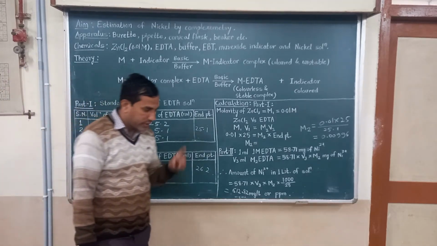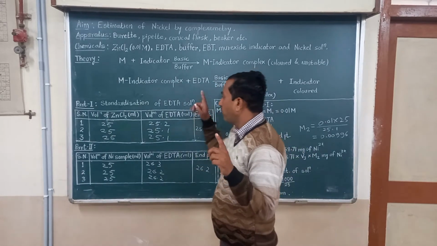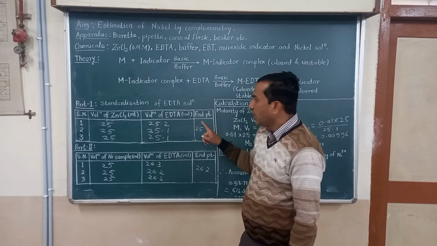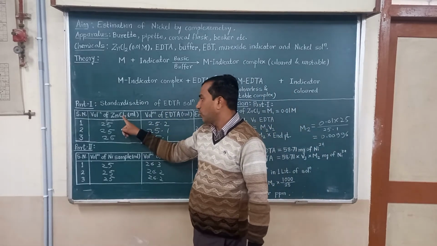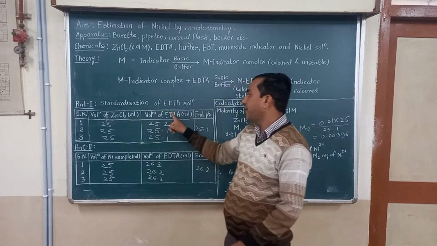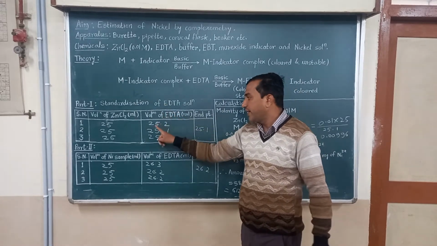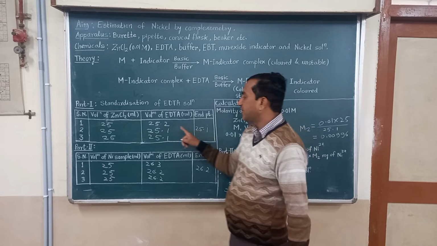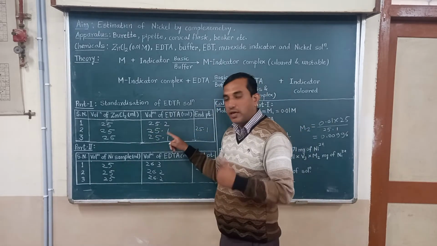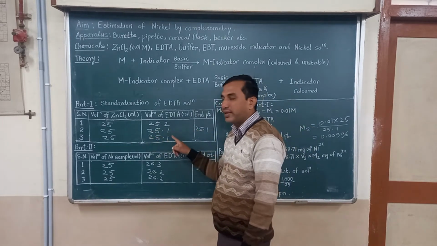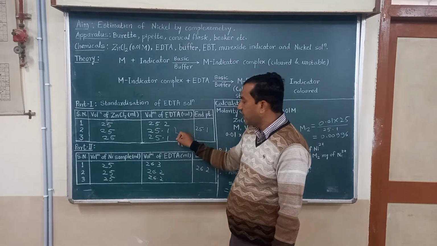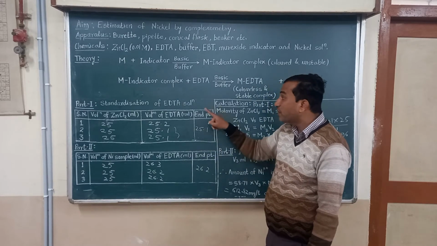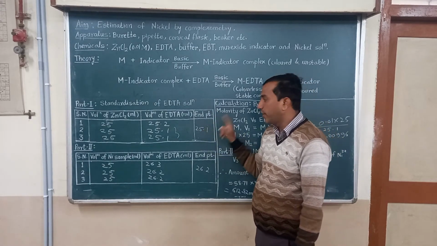So we performed titration, first the first part, that is standardization of EDTA. We take 25 ml zinc chloride solution and we titrate against EDTA. So the first reading we get is 25.2. Then we repeat the same titration. The second reading is 25.1, and the third reading is 25.1. So we get two consecutive constant readings at 25.1. That's why the endpoint of the first part is 25.1.